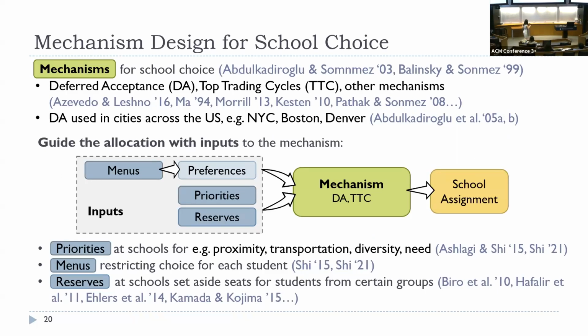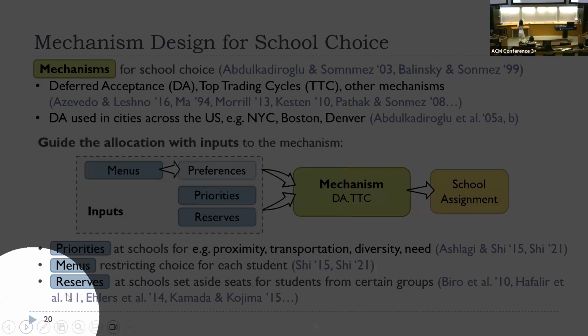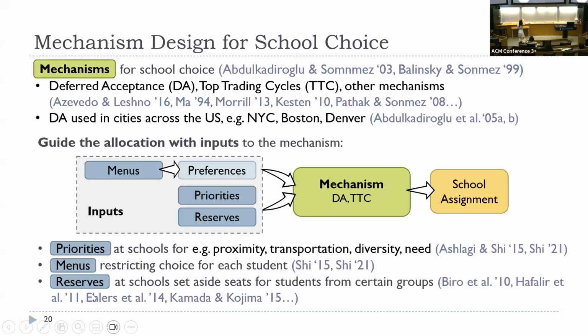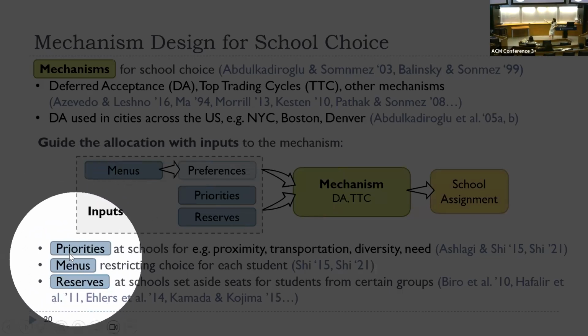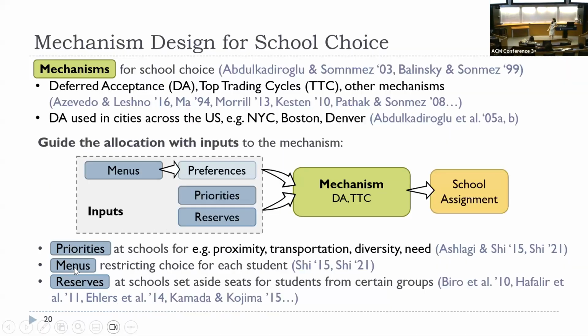And the papers that look at this will mostly say, let's just reserve seats. We're going to set aside seats for students from certain disadvantaged groups or advantaged groups to try to balance out the populations of students in each school. There are a couple of tools that have been suggested. We can just use priorities to guide everything. We can use menus or restrict the choice set available to students, or we can use reserves.